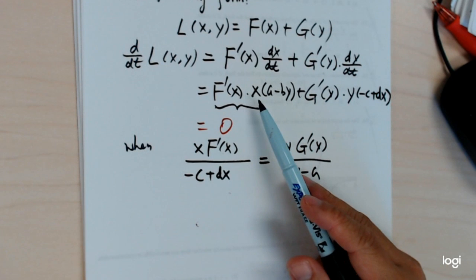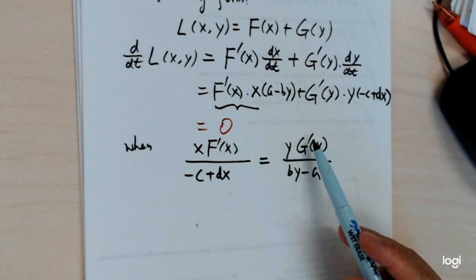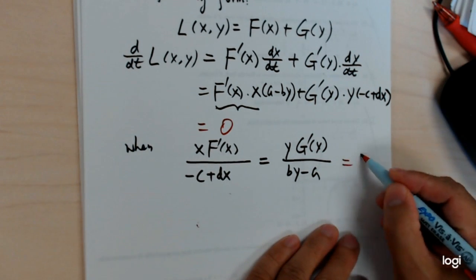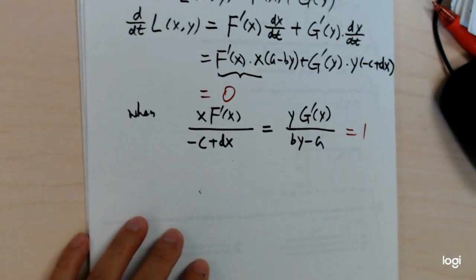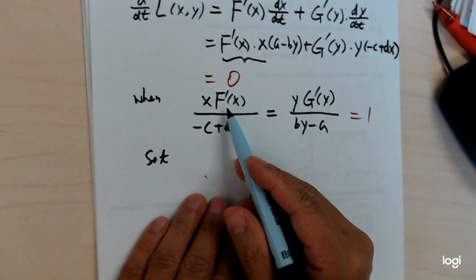So once again, you can take this equation here and separate the terms so that the x terms are together, the y terms are together. So whenever they're equal, the time derivative will be 0. So why don't I just set this equal to 1? Okay, like I said, as long as they're equal. So we set this equal to 1. That'll help us to find out capital F and capital G.